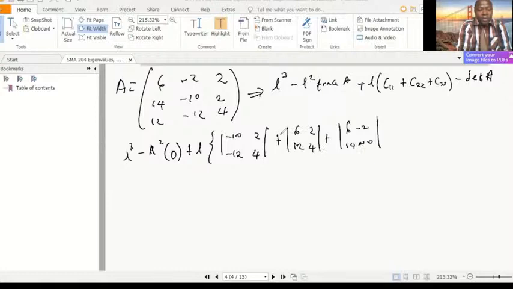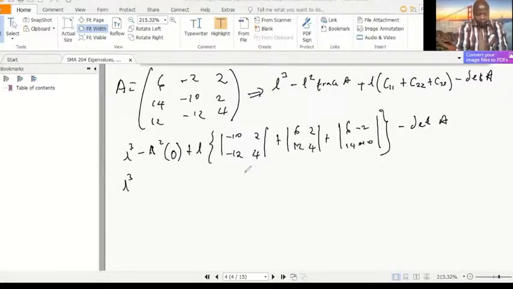14, negative 10. Let's just see that we've written the right thing. The cofactor in this position, delete the column and the row, that would be 6, 2, and 12, 4. Let's close the bracket. Then minus the determinant of A. Now, this has given us 0 actually. So this one is lambda cubed.